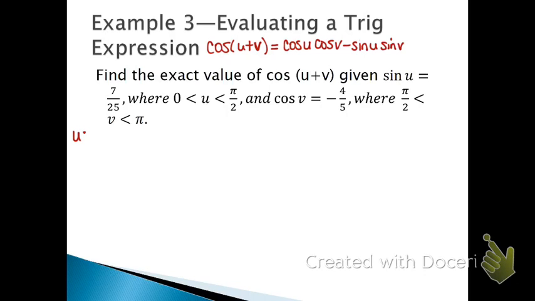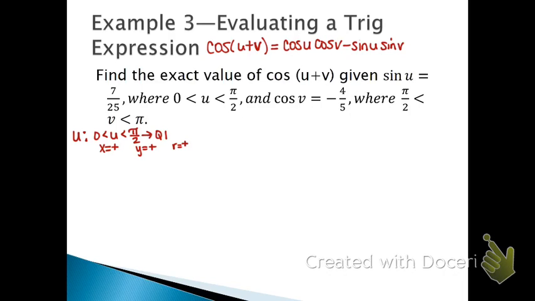Let's talk about angle u. What did it tell me about angle u? It's greater than 0, but less than pi over 2. It's between 0 and pi over 2, which means it's in what quadrant? Quadrant 1. And what do we know about x in quadrant 1? Positive. What about y? Positive. And r? Positive.